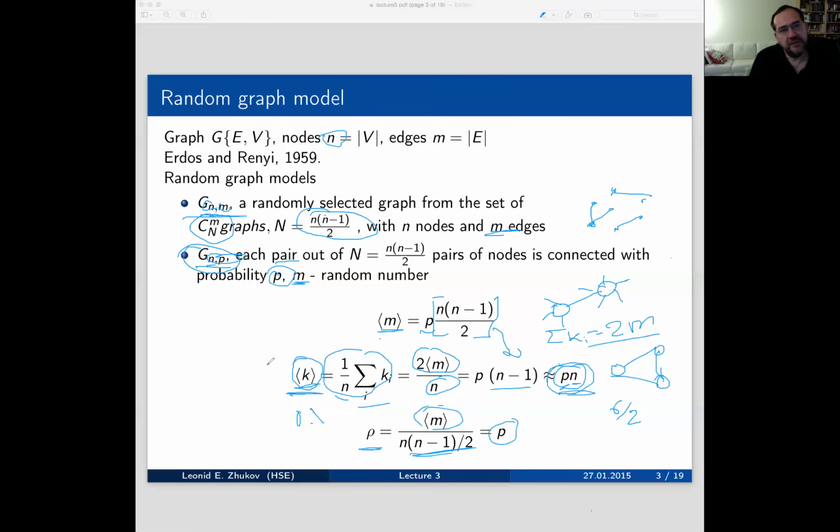Now, Erdős–Rényi showed that in the limit of large n, these two models pretty much become the same model, and so we can use either of them. In our lecture, we're going to be using the G(n,p) model. So we're going to be working with the G(n,p) model.